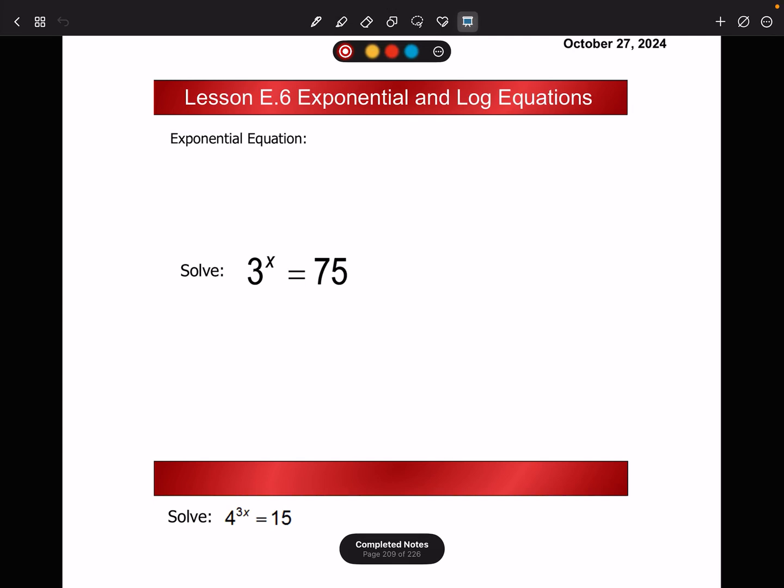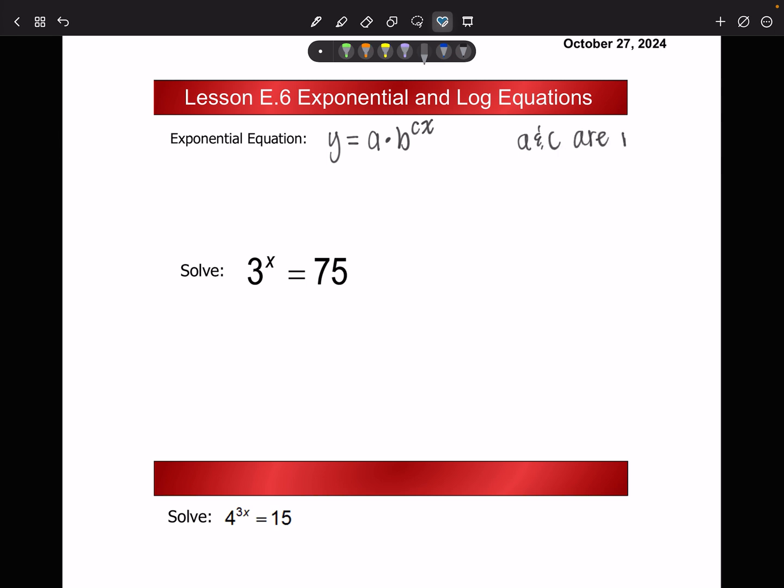In this lesson, we're going to be solving exponential and logarithmic equations. An exponential equation is an equation in the form of y equals a times b raised to the cx power. A and c are real numbers. B has to be greater than 0, but not equal to 1.